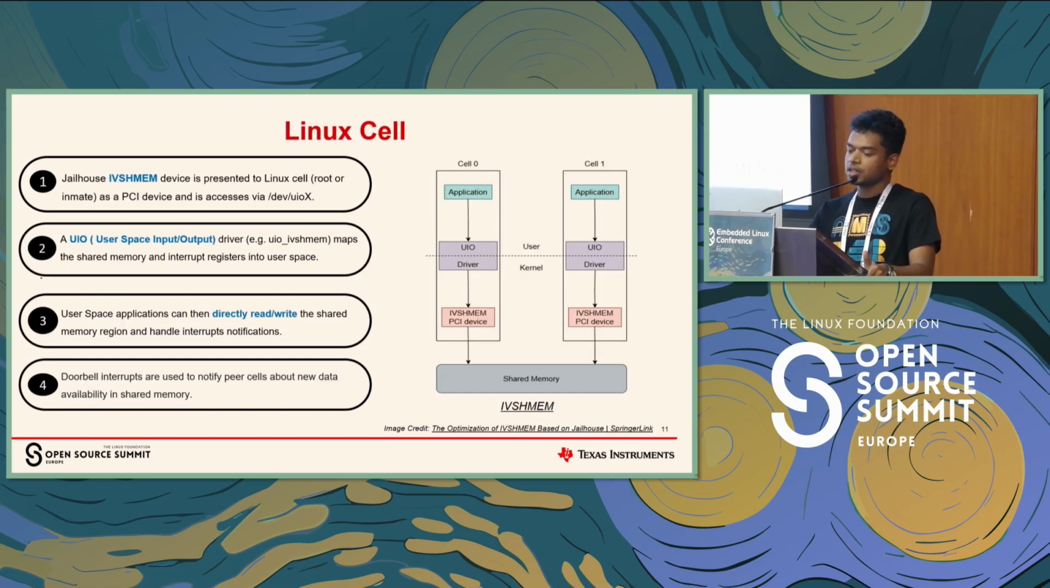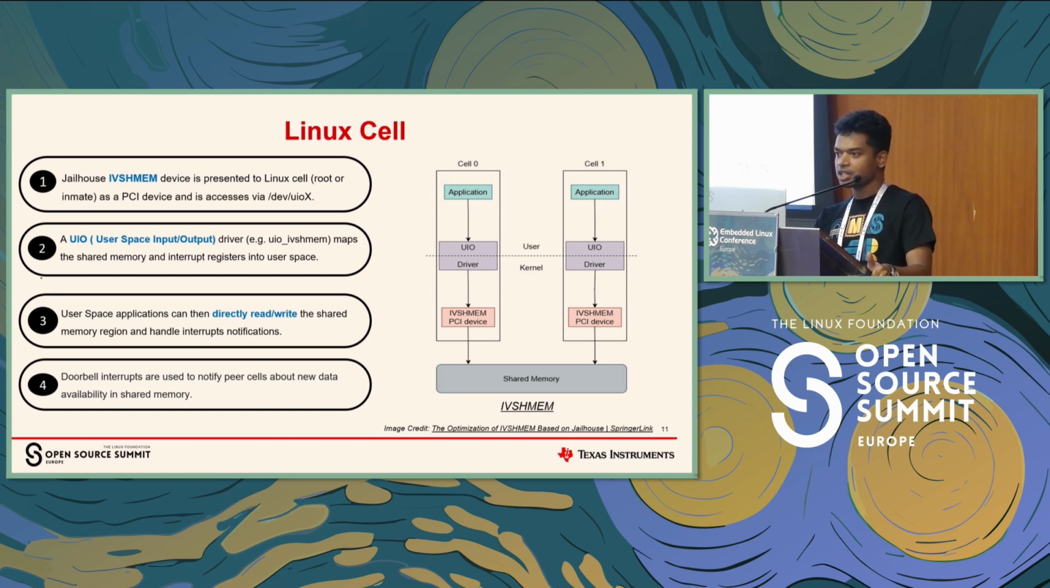So let's discuss how different types of cells actually communicate with the shared memory. A Linux cell can be a root or inmate. We have the UIO framework, which helps a user space application to actively communicate with the shared memory. You can map it, read and write, and control the interrupts. It is presented to the Linux cell as a PCI device, and you can also get interrupts. So it's pretty easy, at least for the Linux part.